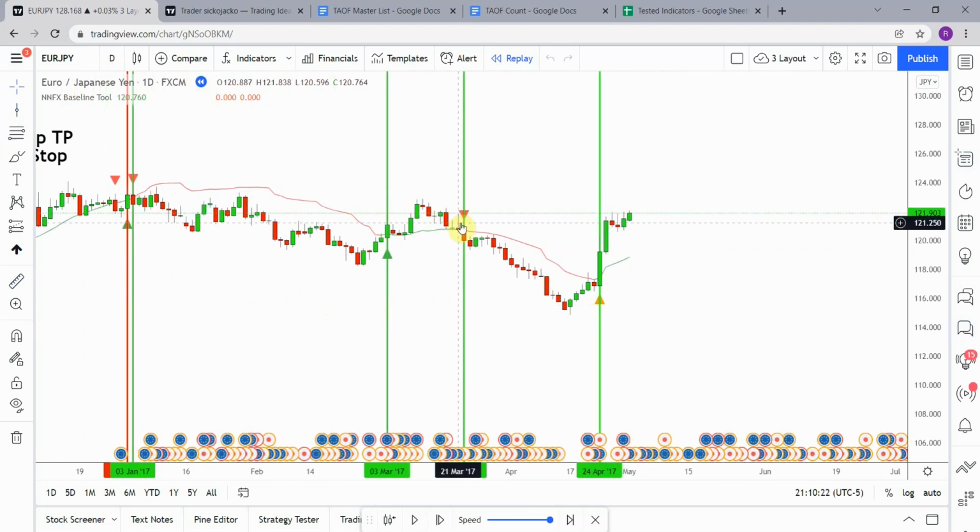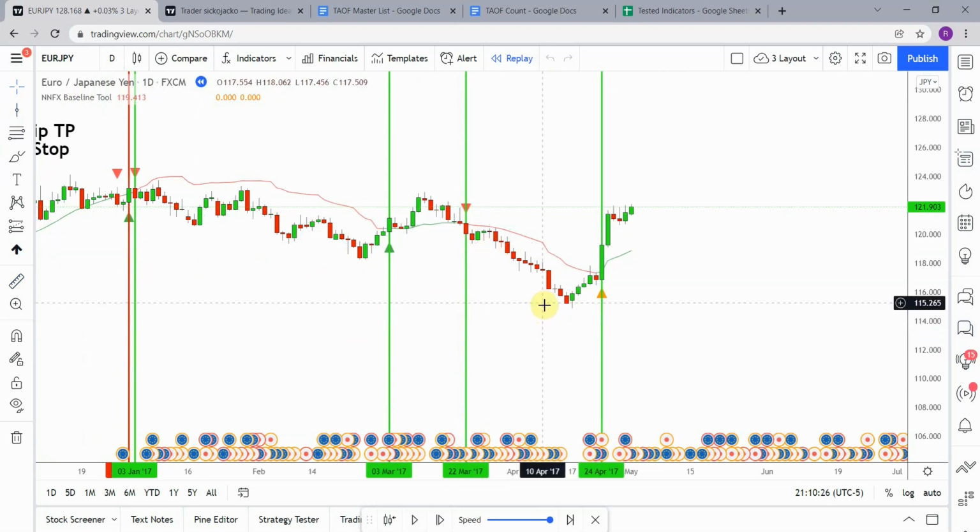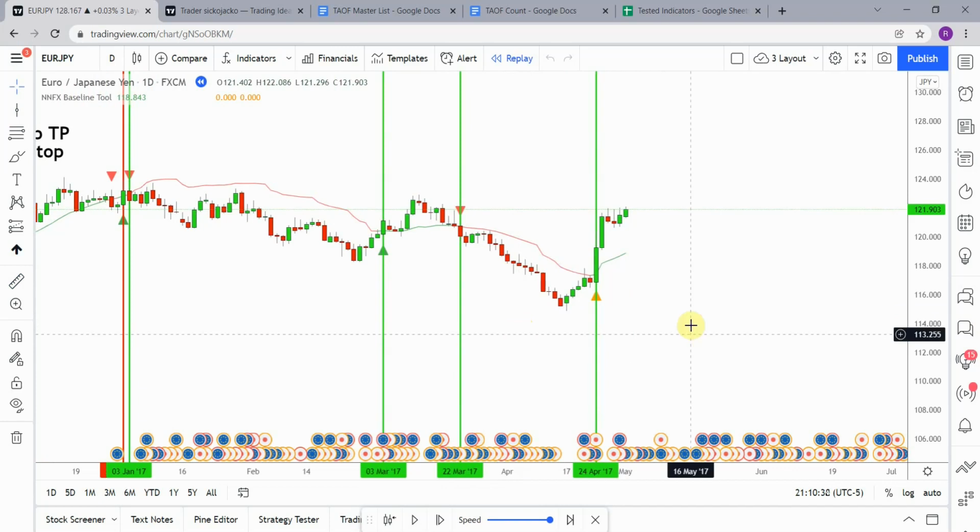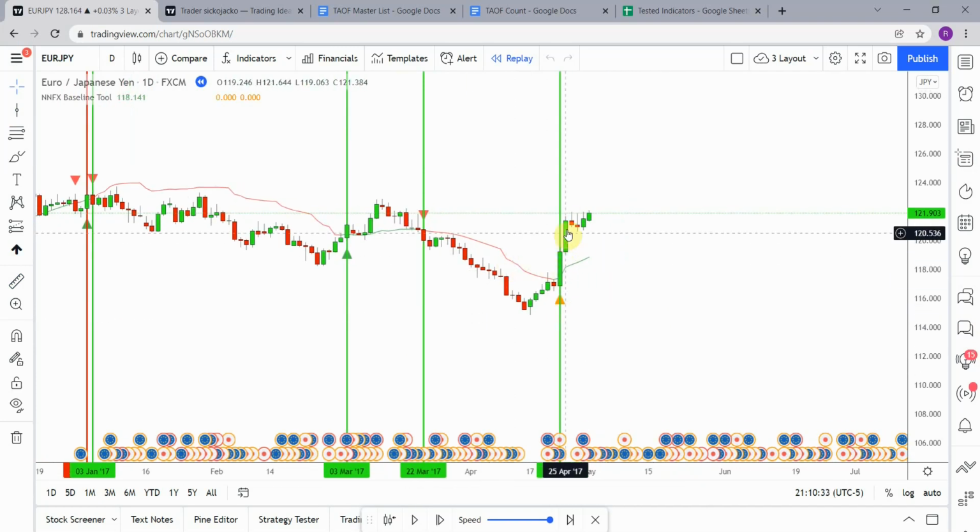All right, then we pick up the short right here. And you can see price action takes a nice little drop to the downside. That one definitely gets us to take profit there. And then we pick up this long right here.